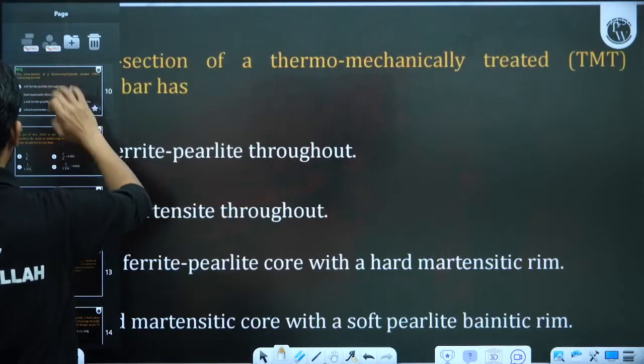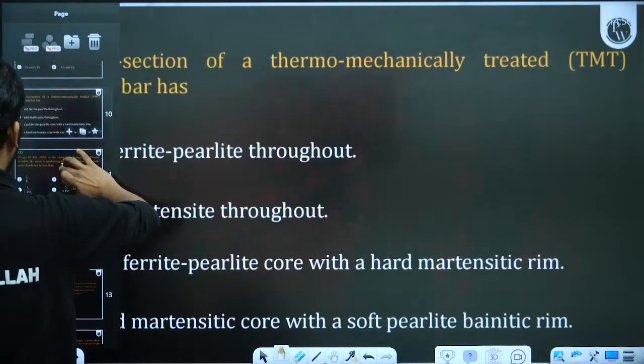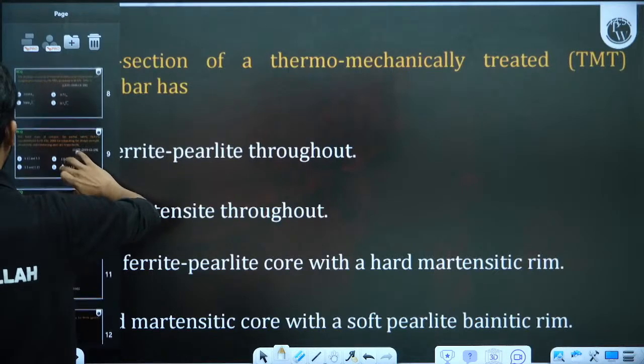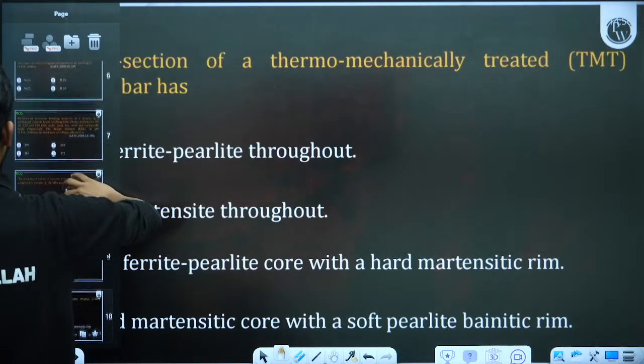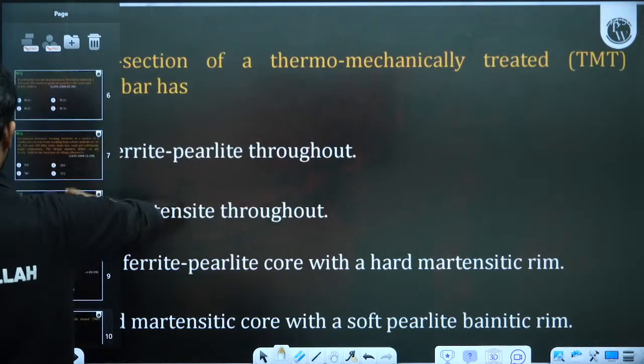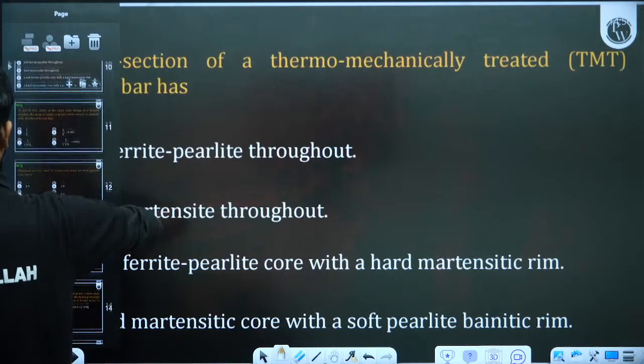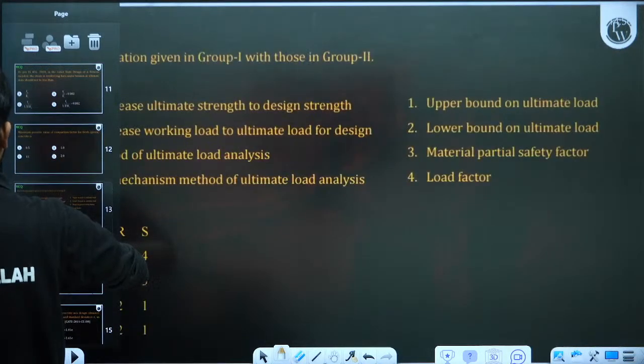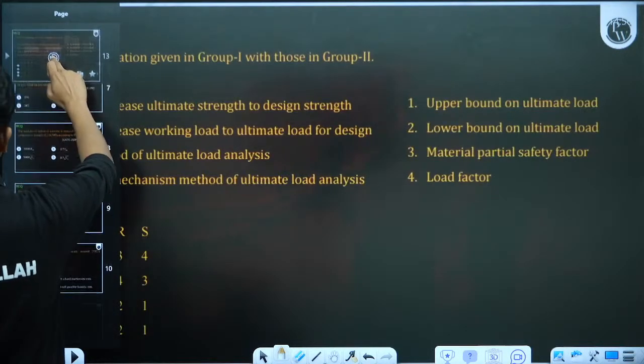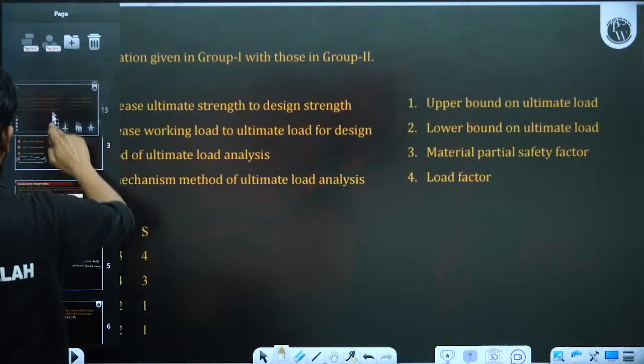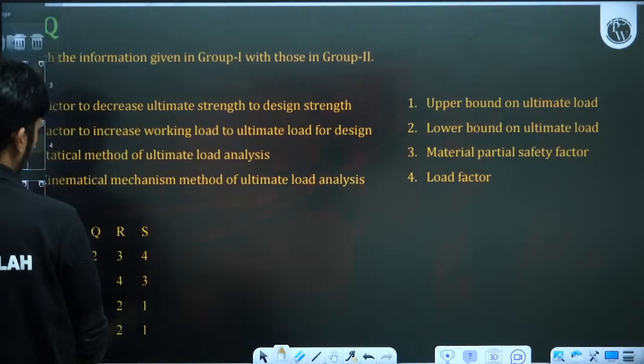Okay, now let's come to the question which is having match the list. Okay, let us come to this question. This is also a multiple choice question. This was a very good question. If I talk about the whole RCC now, I find this question very much useful.